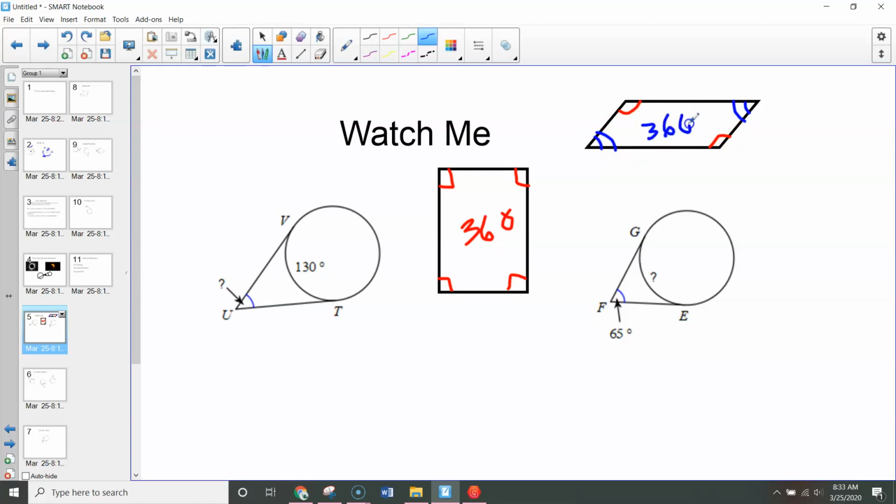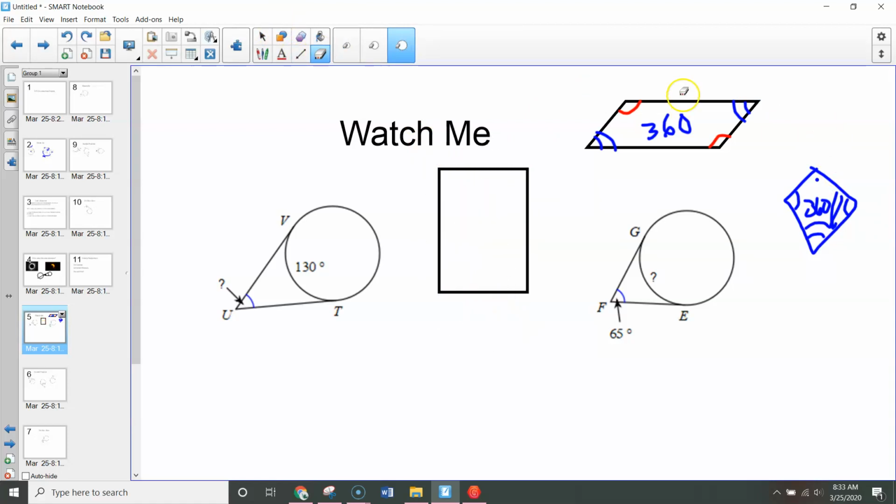Now if we really wanted to, we could do a proof that shows that any quadrilateral, that means shape with 4 sides, even if the angles are different, it's still going to be 360. Okay, so just trust me. Any quadrilateral is going to be 360 degrees.